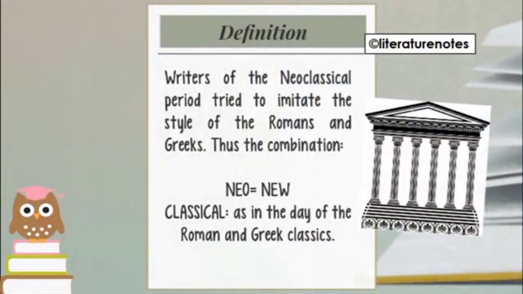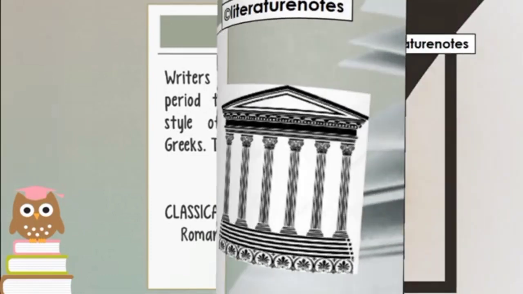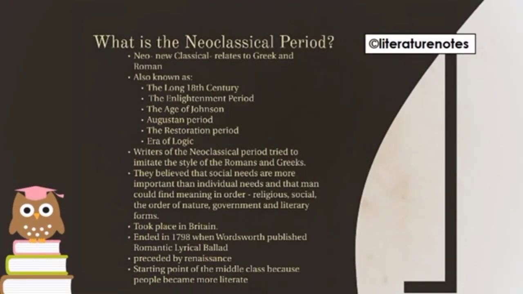And the definition of neoclassical is that writers of the neoclassical period try to imitate the style of the Romans and Greeks, thus the combination. So neo is new, that is classical in the days of Roman life. So what is the neoclassical period?